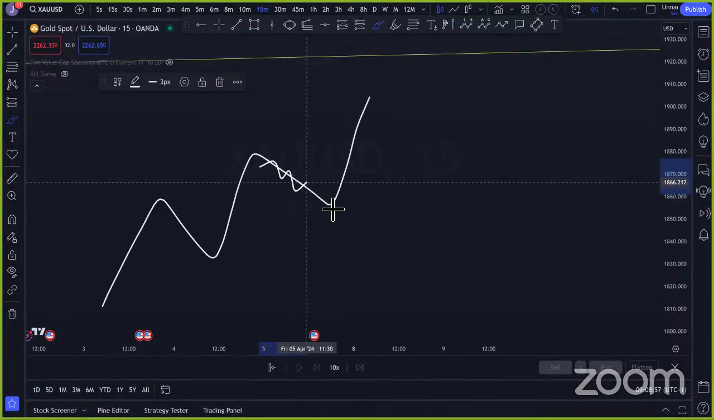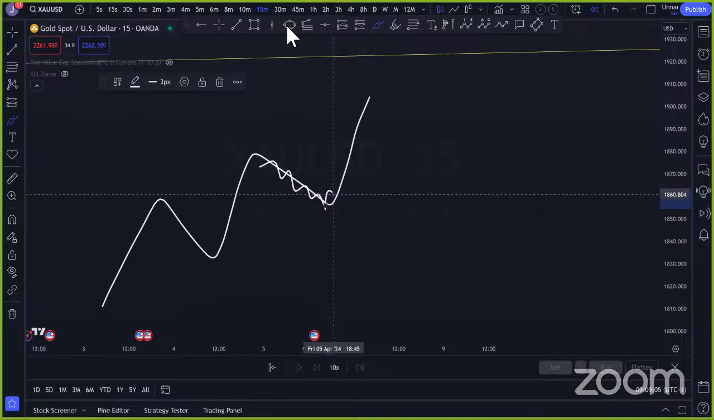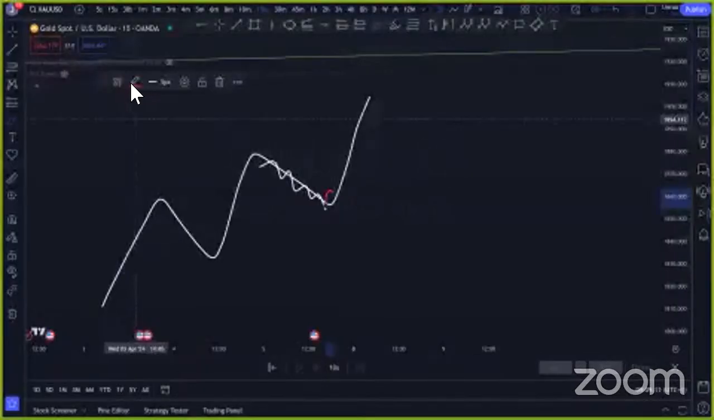And then we see it coming in here, breaking structure. And then it's coming down in this level. And inside of that level, let me try and make it a different color. Make this a different color, like that.